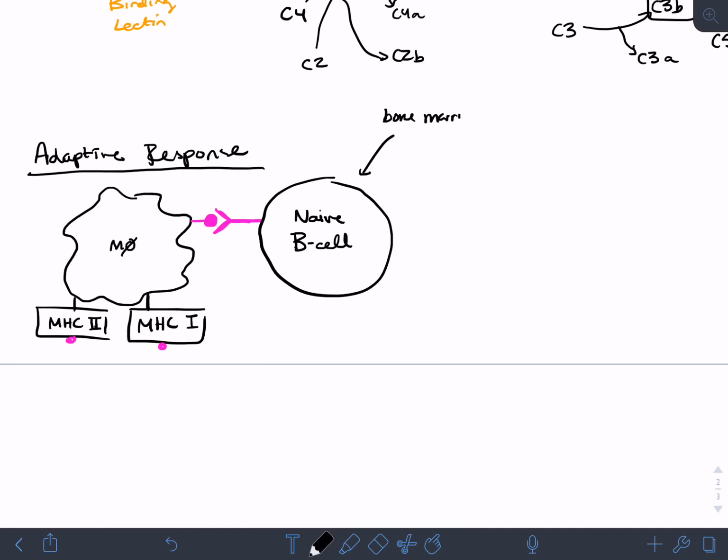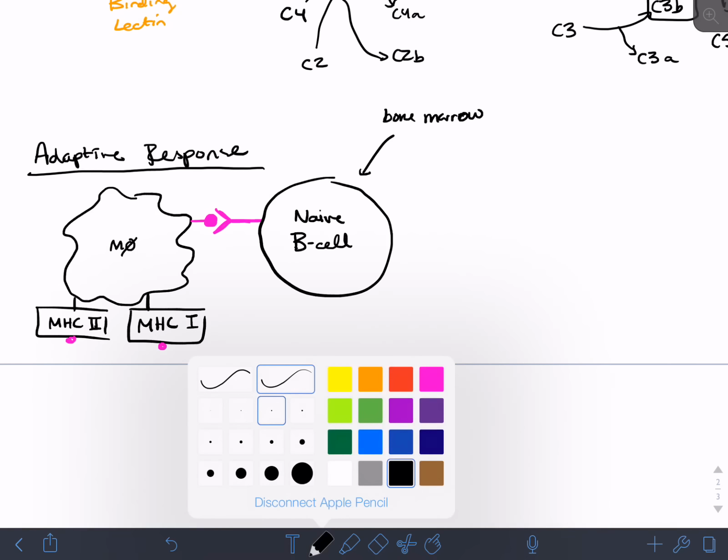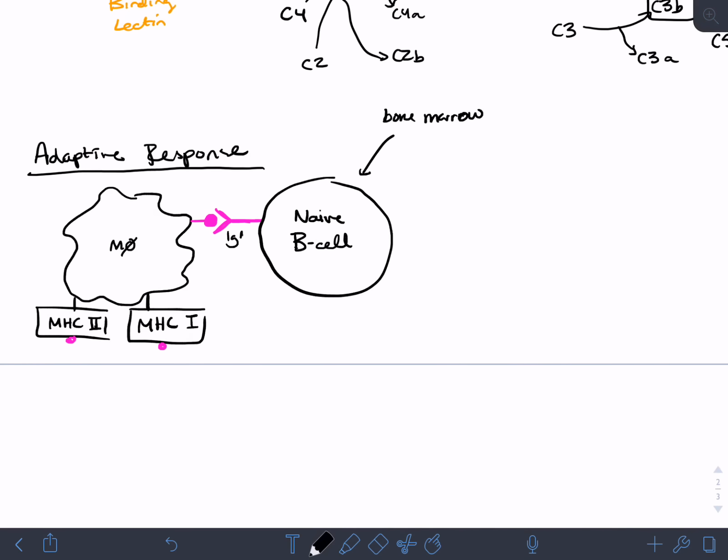Bone marrow. These come from bone marrow. Okay, so these naive B cells have just come from the bone marrow. They've never been exposed to antigen before, and these macrophages are exposing them to antigen. Okay, this antibody is specifically IgM. That's important to remember: a naive B cell's first isotype of antibody is IgM.